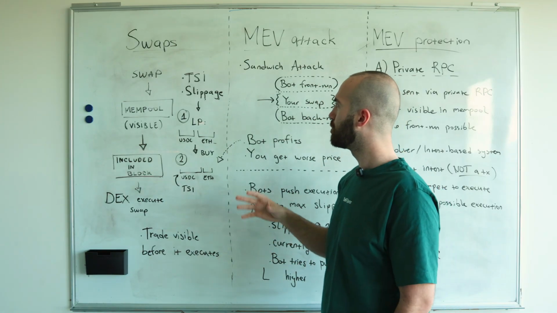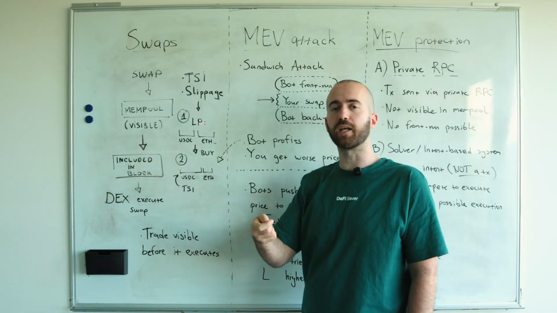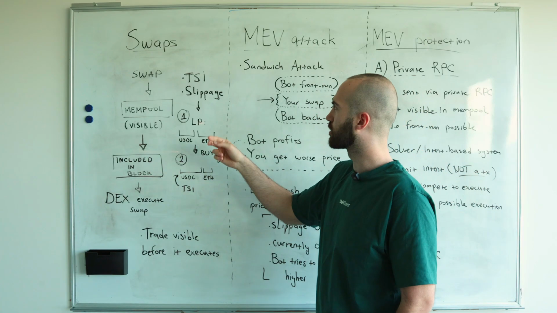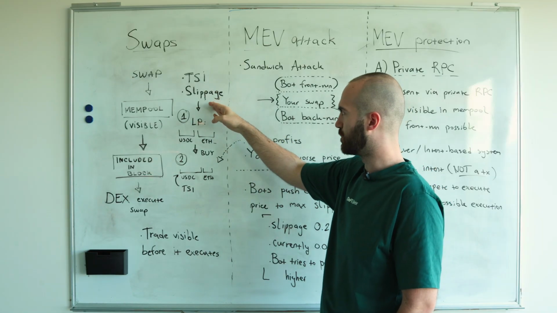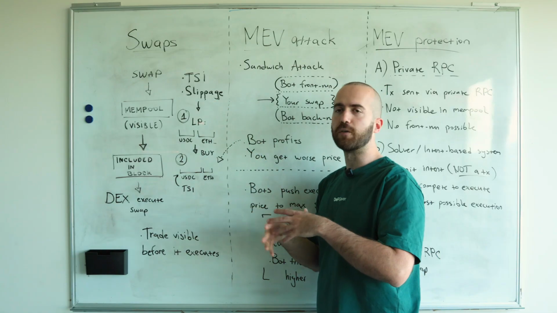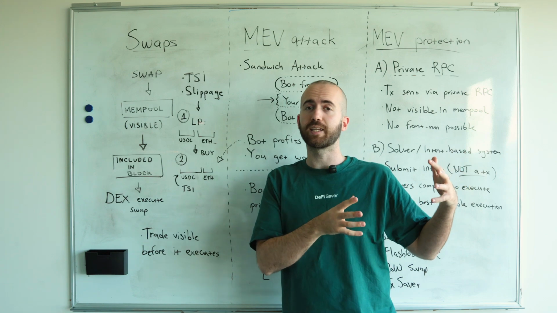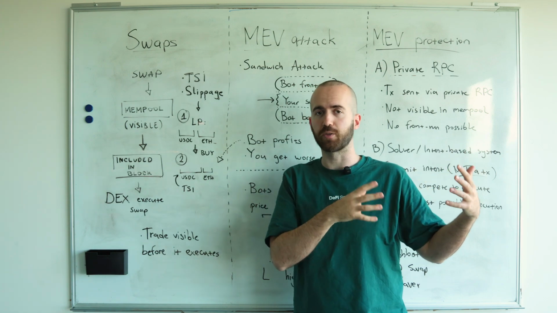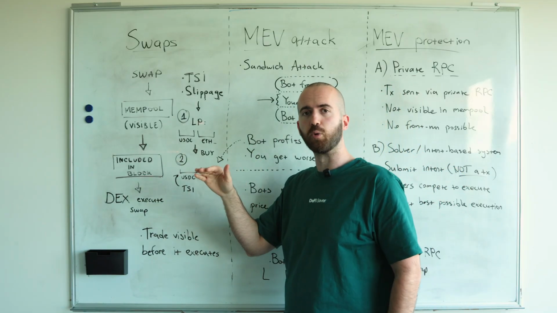Now, there are two main metrics or factors that impact the price you get when you perform a swap. These are called TSI, which stands for trade size impact, and slippage. If you're not familiar with how they work, we're just going to quickly go over them. We have an entire video dedicated to decentralized exchanges and how they work, so we're going to go into all of these in more detail. This is just a super simple overview.